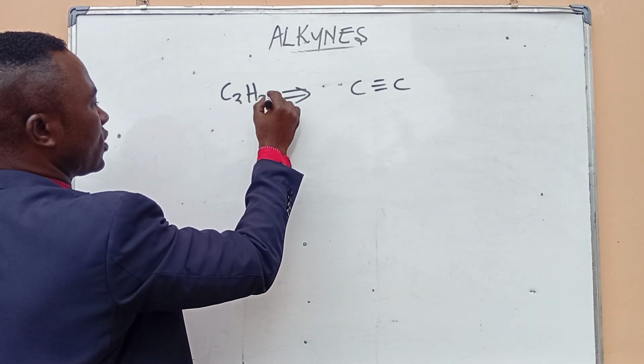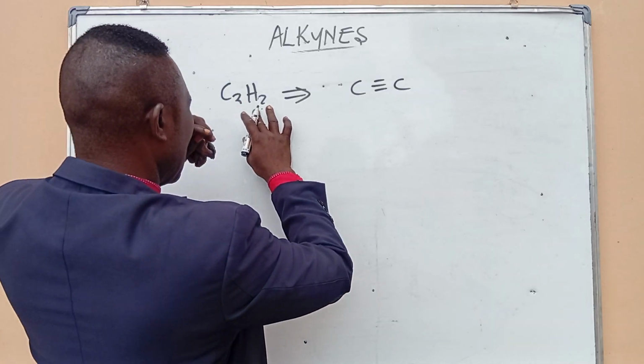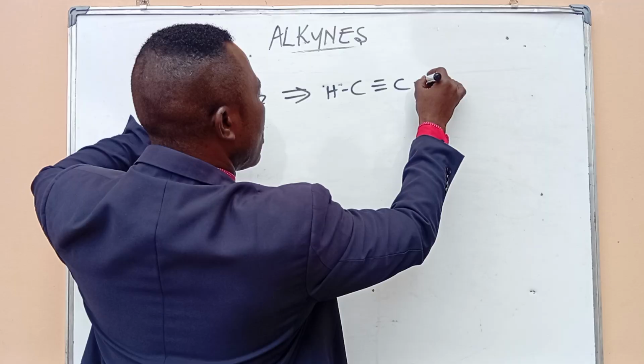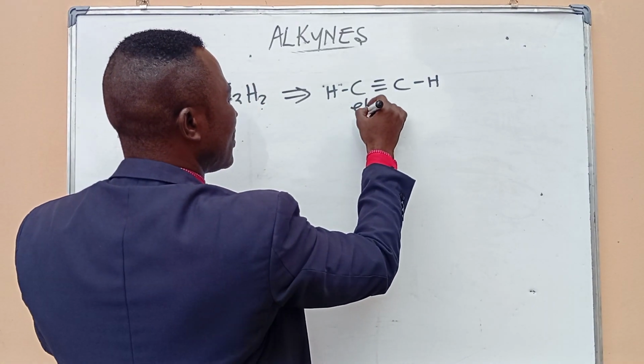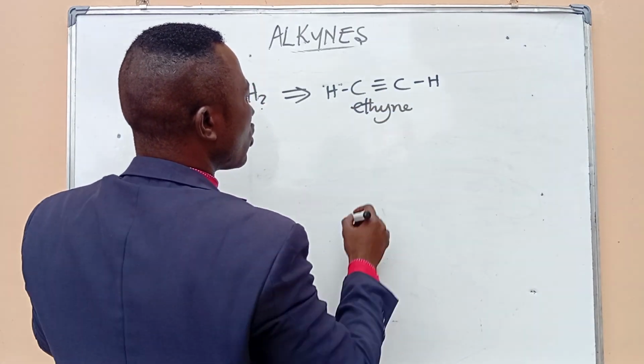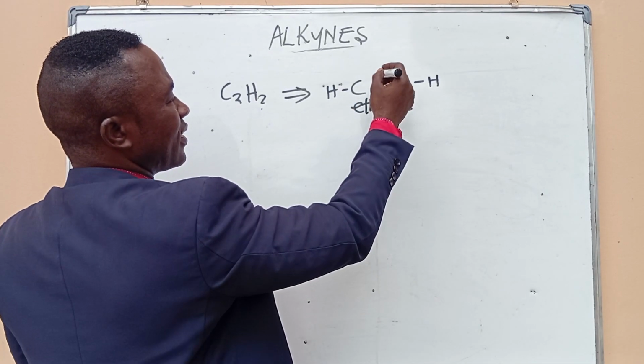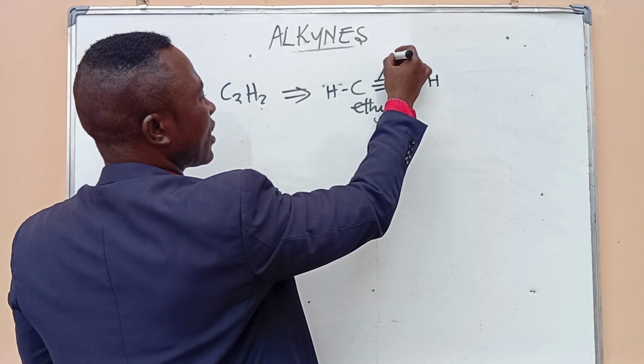How many hydrogens do we have? Sorry, C2H2. So there are 2 hydrogens, hydrogen and hydrogen. This is ethyne. So from this ethyne, you can see that there is 1 sigma bond.